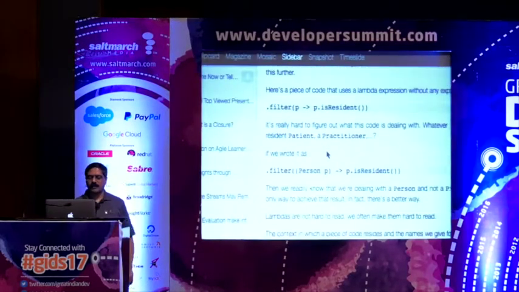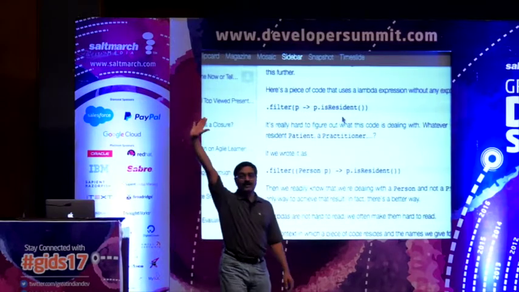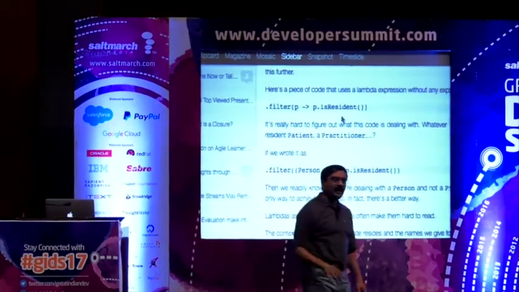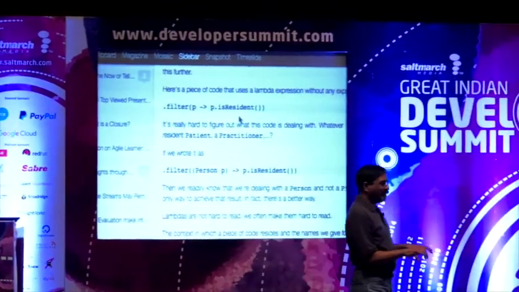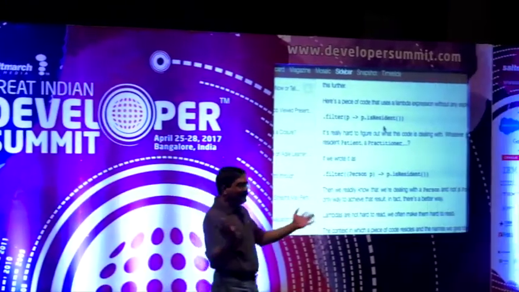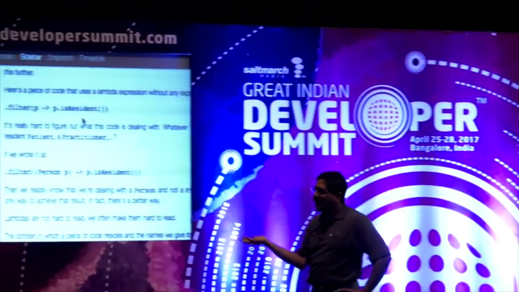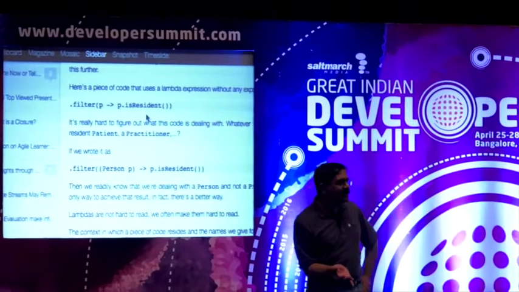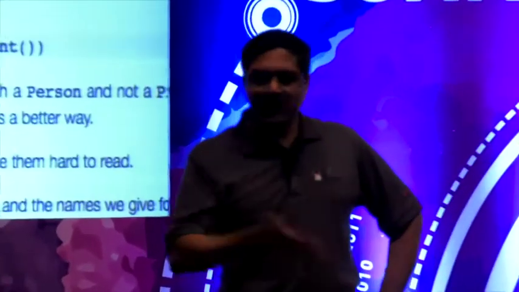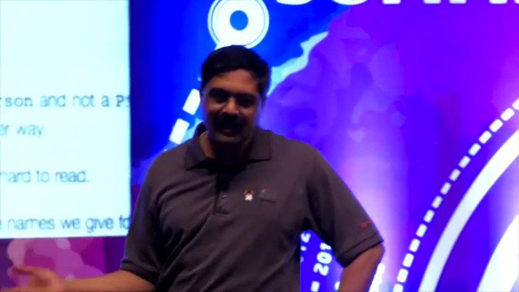So here's an example. Look at that: filter p arrow p.isResident. Raise your hand if you've seen code like this one. Yeah, we all do this, right? We put arbitrary characters. It could be P, it could be Z, it could be S, whatever it is, some letter arrow. And you look at this and say, what in the world is P? Is P a patient? Is P a physician? What is it? Well, P stands for pathetic, right? That's what we use for variables because we don't know what this really is.